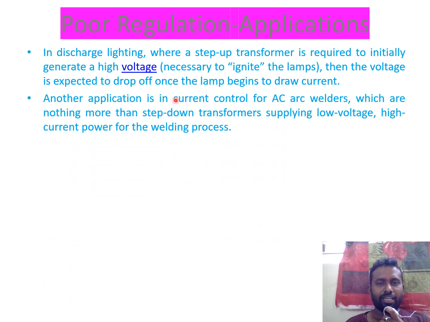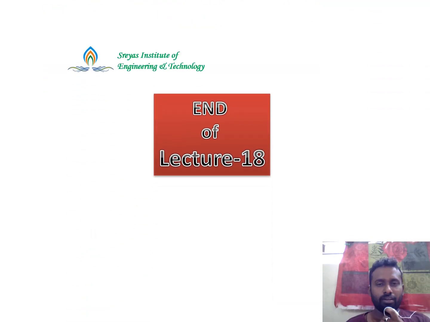And another application is current control of AC arc welders, which are nothing more than step down transformers supplying low voltage high current for the welding process. So this is the end of lecture 18, basic electrical engineering, unit 3, and most probably the last topic of unit 3. The other topics were already discussed in your class.